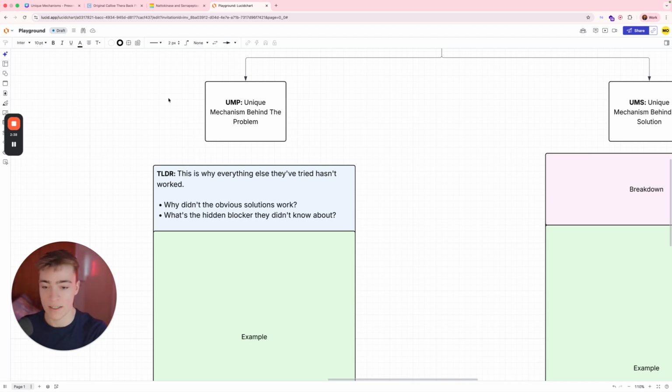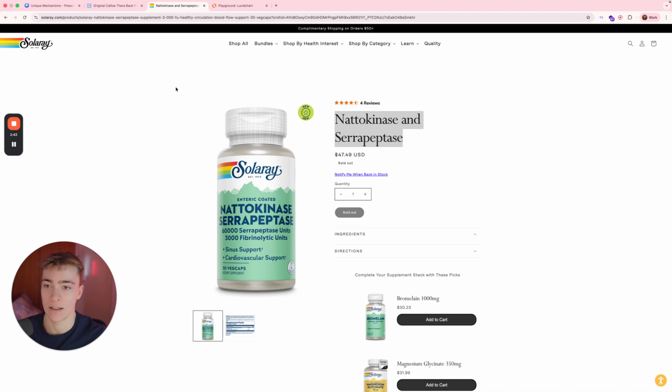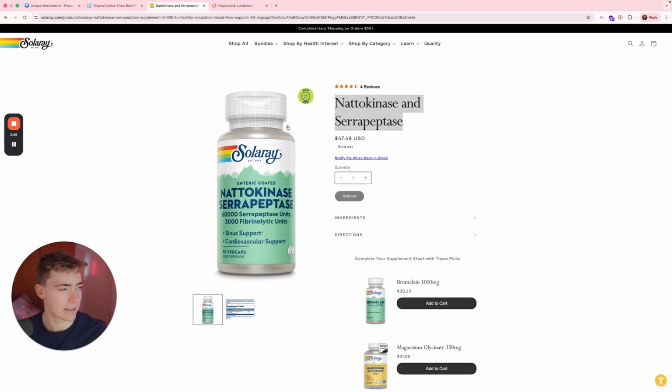So why didn't the obvious solutions work? And what are the hidden blockers that they didn't know about? For example, for this, I think it was for neck. It's for some type of pain. I can't even remember the copy I wrote. Let me just pause for a sec. Okay, so this was for neck pain.